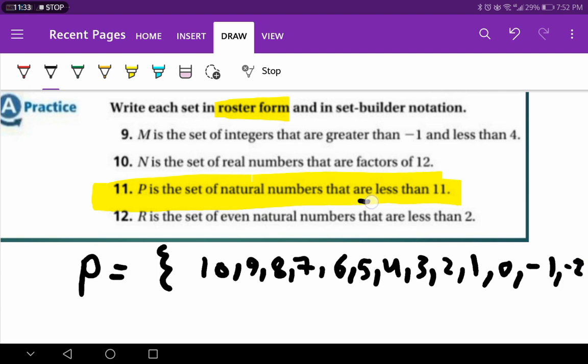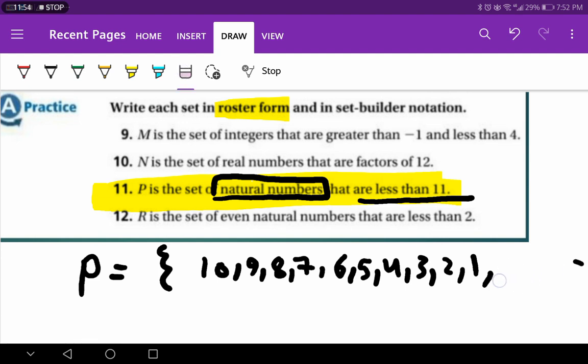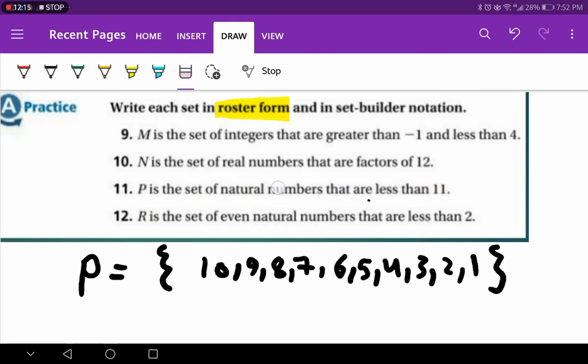oh my God, I have to write to negative infinity because he said less than 11. But you have to say stop. He said natural numbers, and natural numbers are the numbers that you take in kindergarten. They start from 1, 2, 3, 4 only, without 0. So you have to stop here because he mentioned natural numbers. Okay, you have to stop at 1. You know why you stop at 1 and not at 0? Because it is a natural number, there is no 0. This is the roster form.